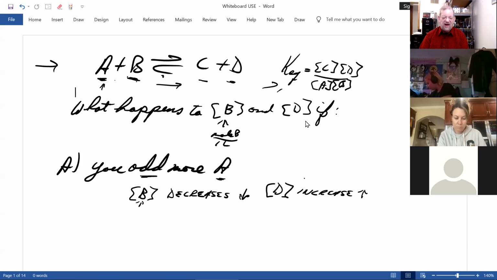And that's Le Chatelier's principle. When an equilibrium is under stress, there's too much or not enough of something, it shifts, meaning it reacts in a direction to make more of what it's missing or consume what it has too much of. Let's do another one.